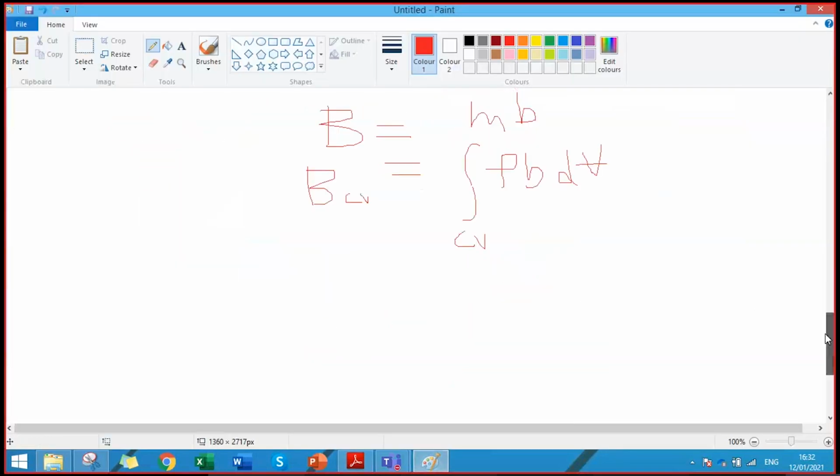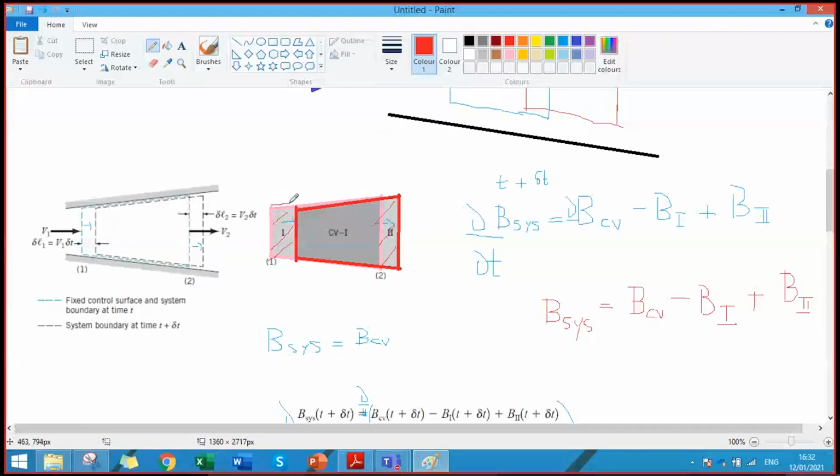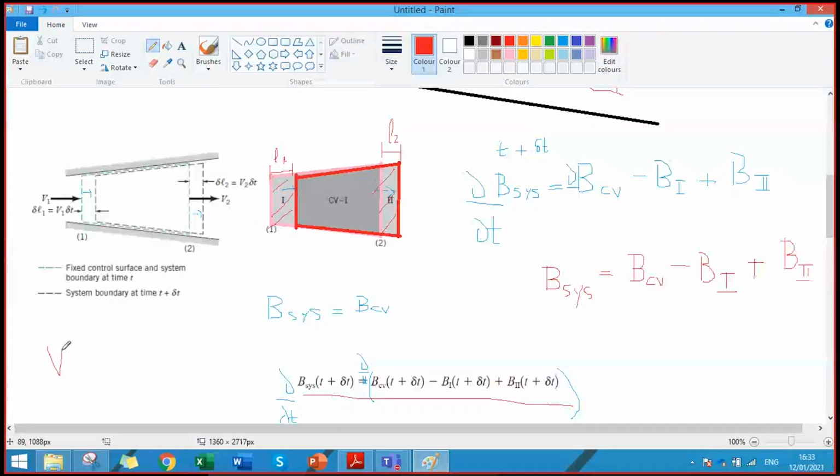We go back to this figure here. So let's say this is some length L1 and this is L2. We all know volume is equivalent to area into length, right?